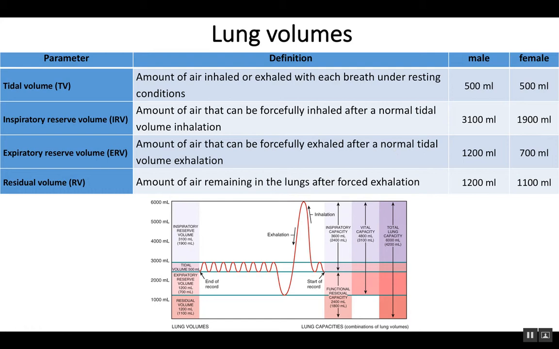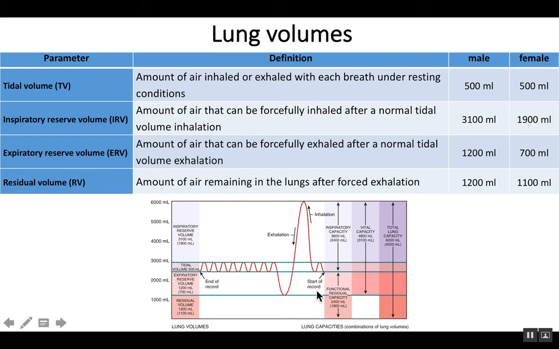Finally, there's a volume left in the lungs. You cannot completely empty lungs. If you think about it, if you did, they would be collapsed. They'd be empty. So the volume remaining in the lungs after forced exhalation is called residual volume. Notice that this line cannot go down to zero. So this volume here is known as residual volume. So these are the four primary lung volumes.